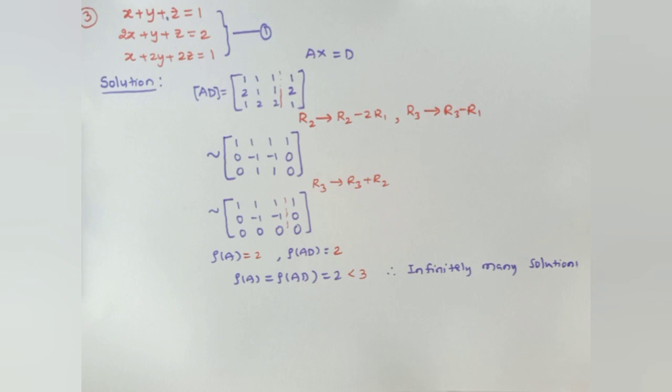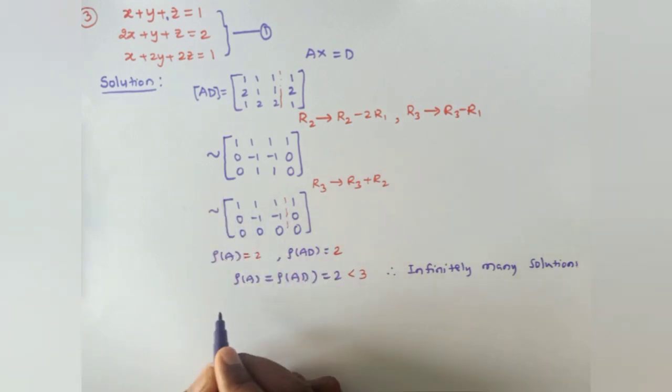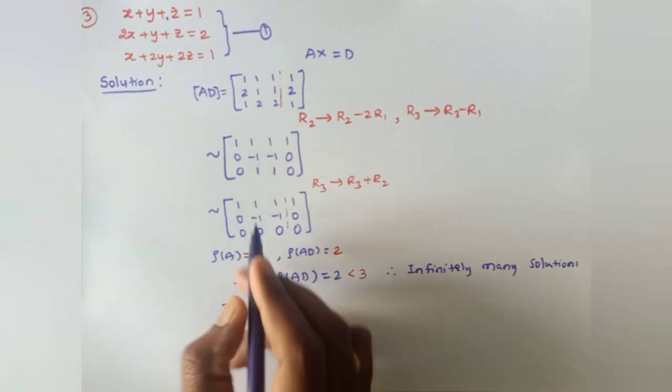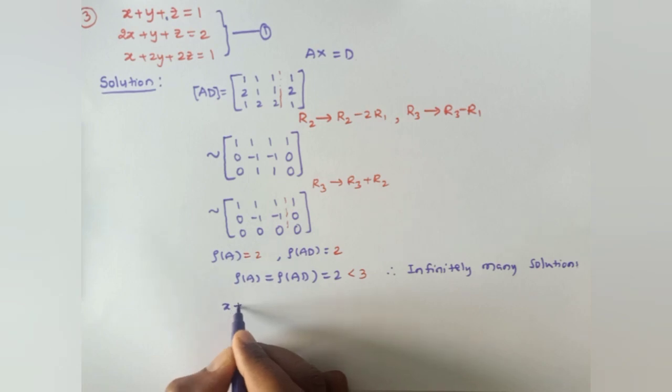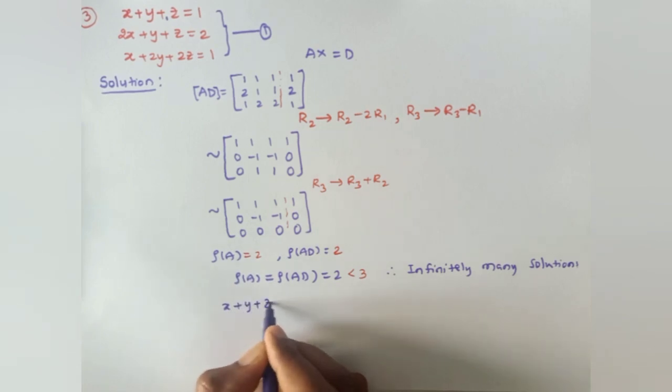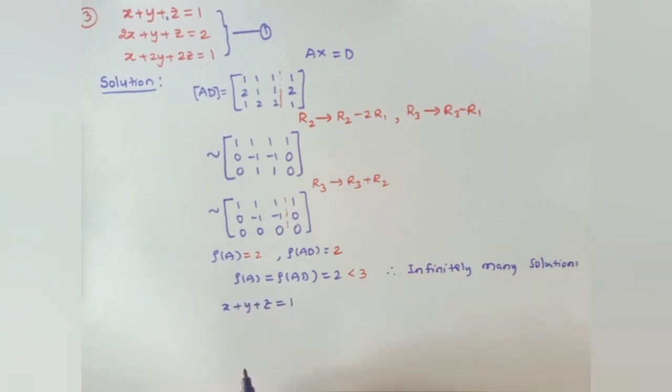So we need to generalize the solution. There are an infinite number of solutions. So we need to express this system as linear equations. Now the first equation can be written as x into 1 plus y into 1 plus z into 1 is equal to 1. That is x plus y plus z equals 1.